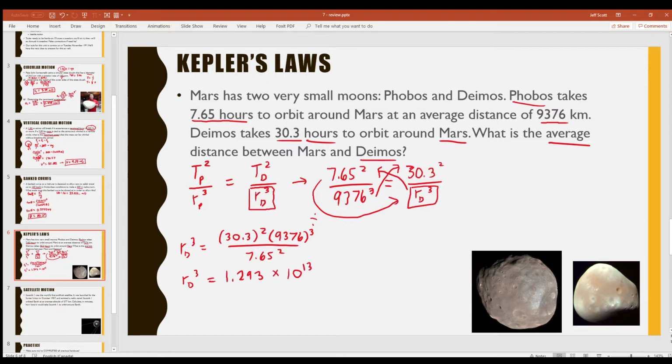And then, of course, we want to find the actual radius, which is going to tell us the average distance between Mars and Deimos. So we need to just cube root this. So cube rooting this is going to give us RD equals 2.35 times 10 to the 4. Now, before I wrap this question up, let's think about what our units are. Remember, since we had hours over kilometers equals hours over an unknown, since it was hours over kilometers on the left side, we can assume it's hours over kilometers on the right side as well. So we can very safely say that this number is in kilometers.